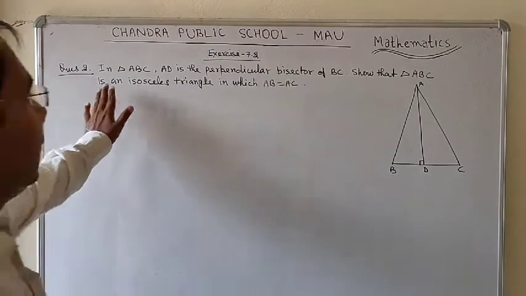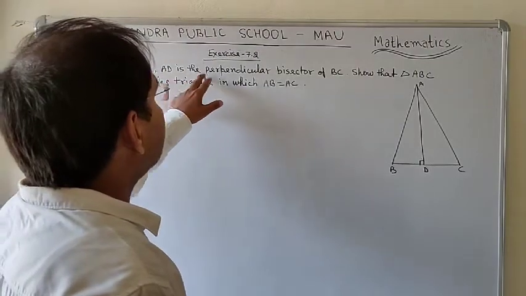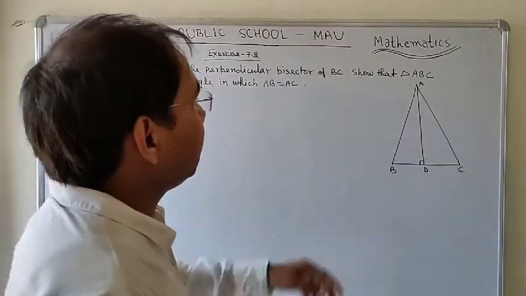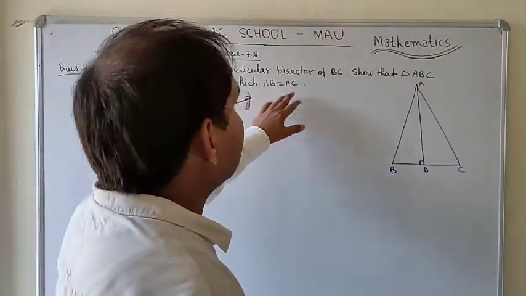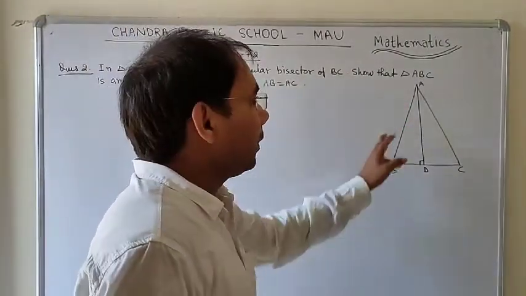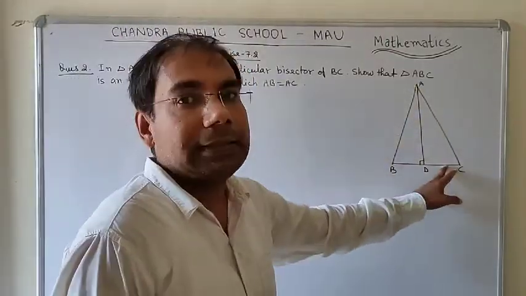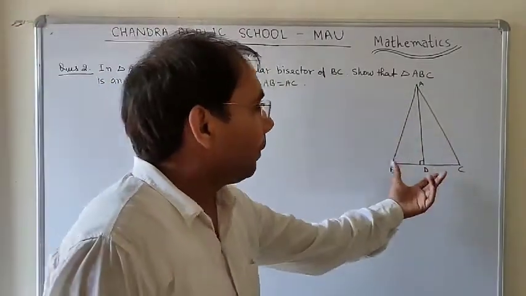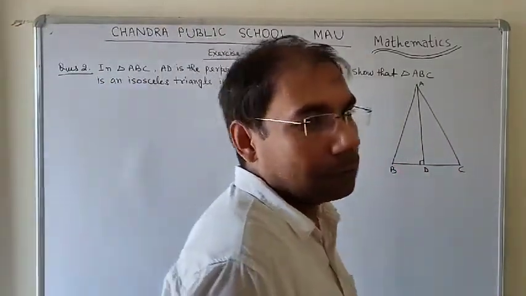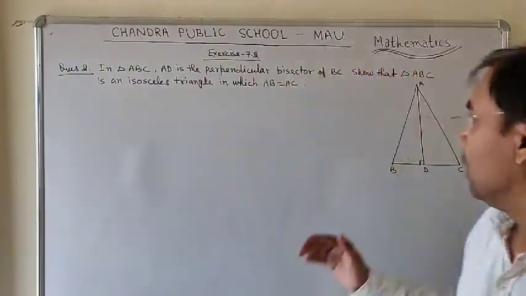So now students, here I have written question number 2. It is given that in triangle ABC, AD is the perpendicular bisector of BC, so that triangle ABC is an isosceles triangle in which AB equal to AC. Here the diagram is given for the triangle. For the question, triangle ABC is given, and it is given that AD is the perpendicular bisector of BC. First I am going to explain what perpendicular bisector means.